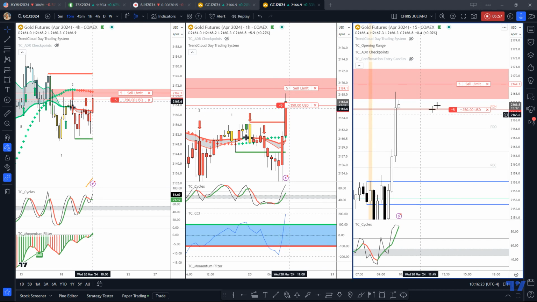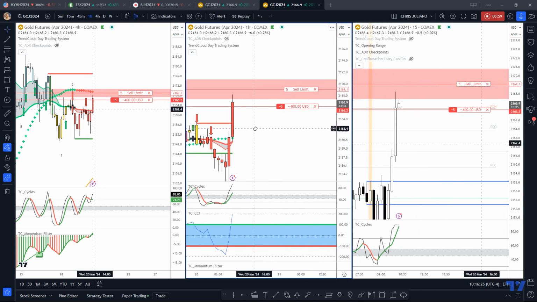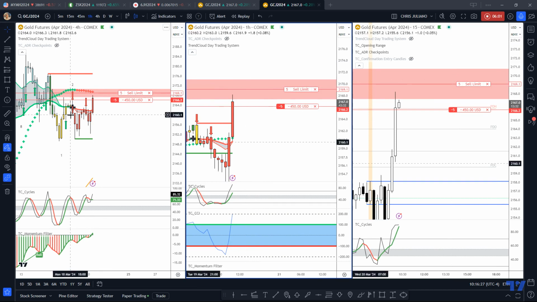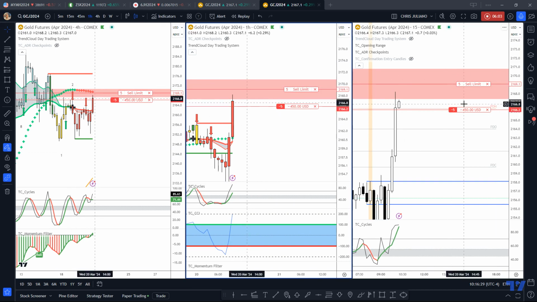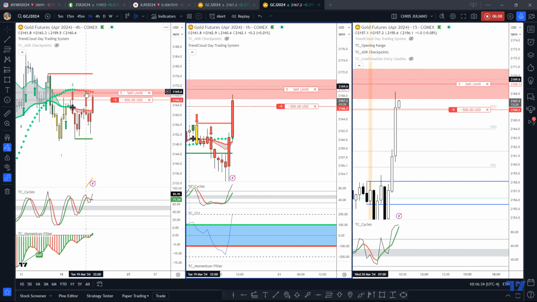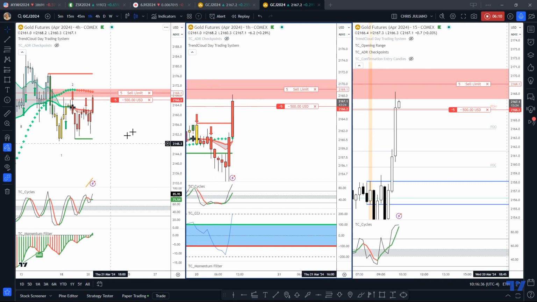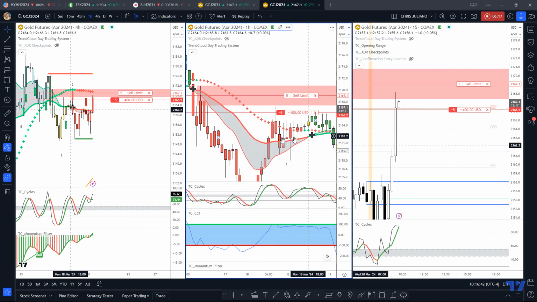And so this is us being aggressive. If you like to be aggressive with your trading, then you better have something like Trend Cloud that's going to give you reference points. That's it. So take those aggressive entries and use Trend Cloud to give you the entry points.